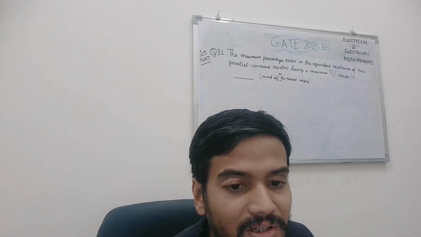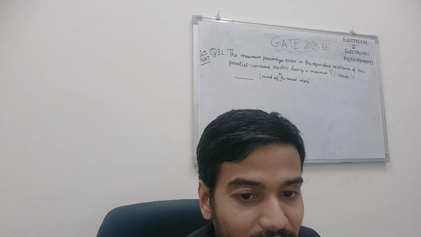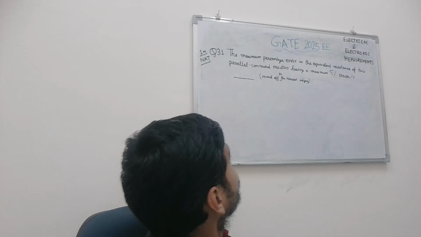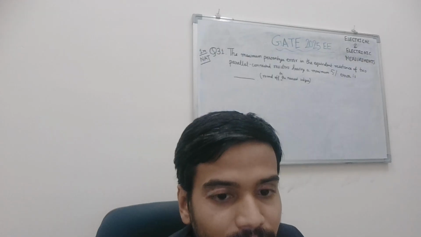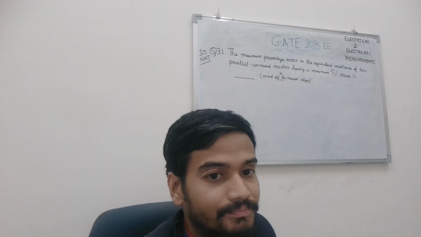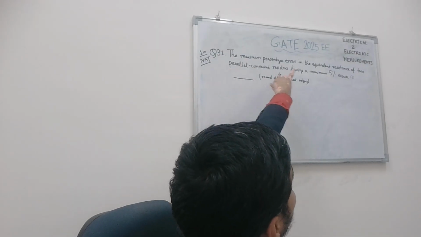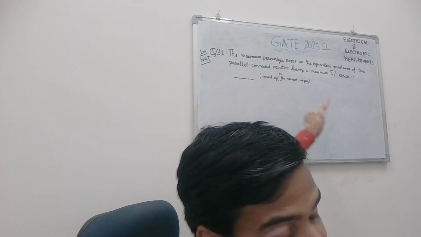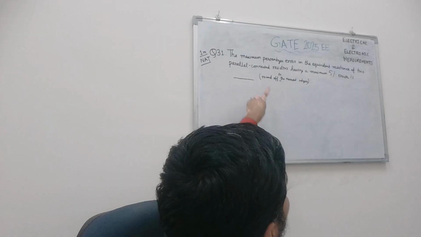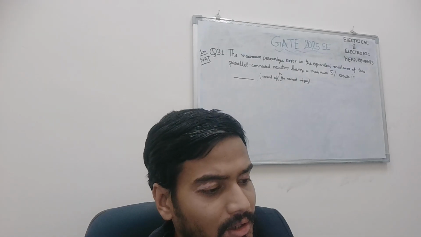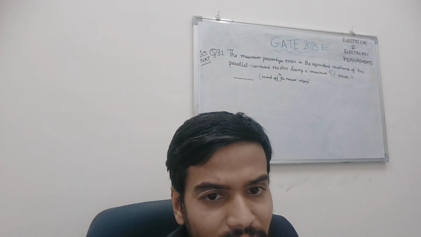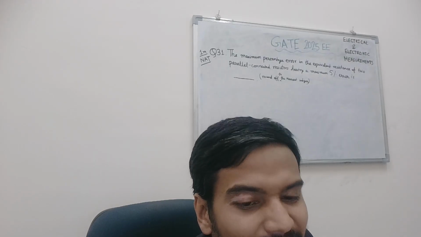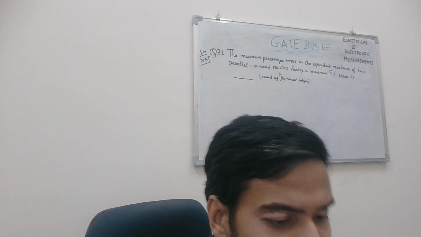In this video I will be discussing the detailed video solution to question number 31 of 1 mark, from basically percentage errors. The question goes like: the maximum percentage error in the equivalent resistance of two parallel connected resistors having a maximum 5% error is dash, round up to the nearest integer. So basically it is asked that two resistors which are having 5% maximum error, when connected in parallel, what will be the maximum percentage error. So let's move on to the solution for this question.